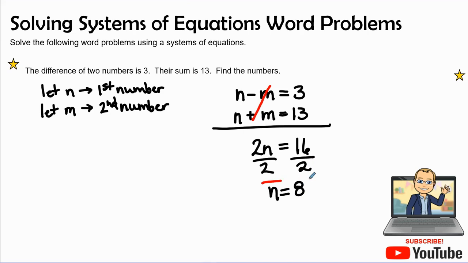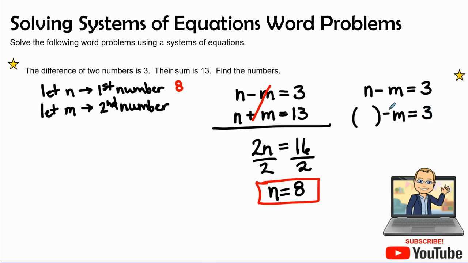So right away, we know our first number is going to be 8. Now let's plug it into one of the equations. We're going to use N minus M is equal to 3. Wherever I see the letter N, I'm going to open up parentheses and then copy the rest of the equation down. We're going to plug in the number 8. And now I am going to add 8 to both sides. This will become 0, and then we have a negative M equal.